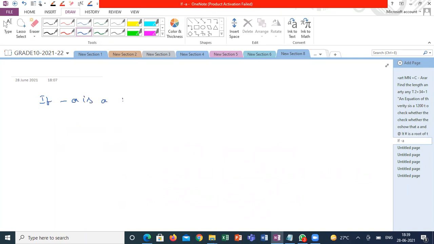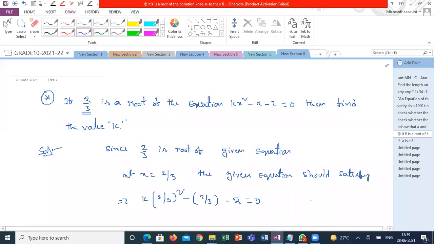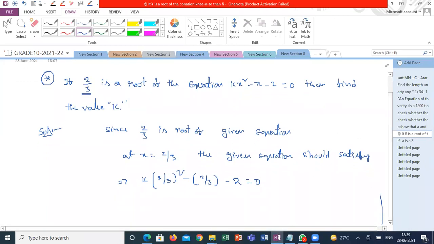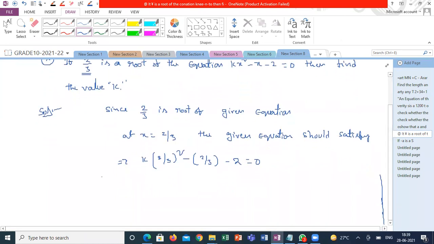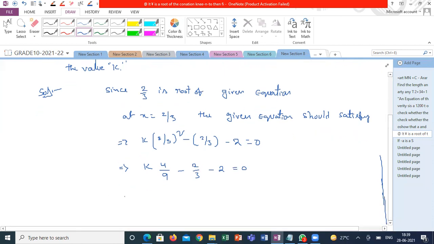Sir, can you solve the last question, sir? You're not getting this one? No, sir, I didn't get. Yeah, what is 2 by 3 whole square? 4 by 9, sir. Minus 2 by 3 minus 2, correct? Is equal to 0. Am I right? Yes, sir. So if I'm taking LCM, what will I get? LCM is how much? 9 only. Yes, sir.